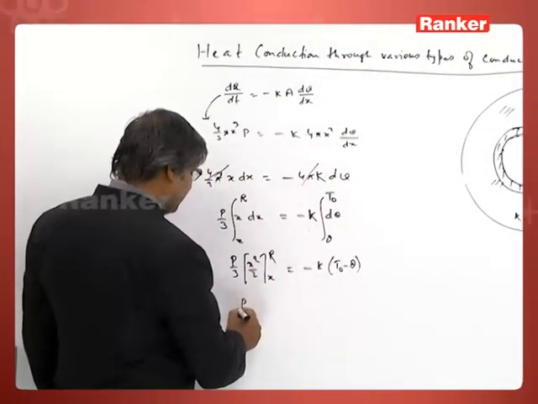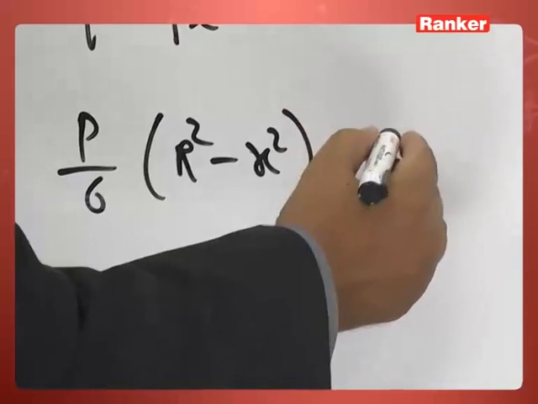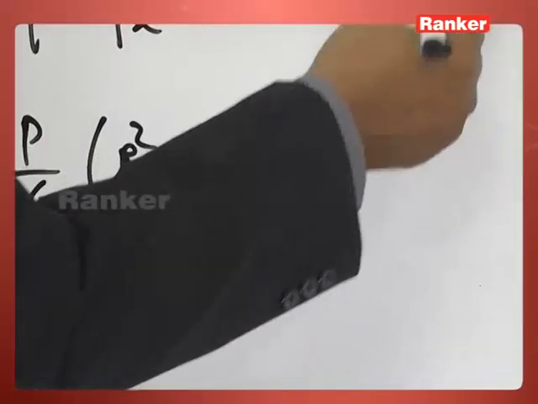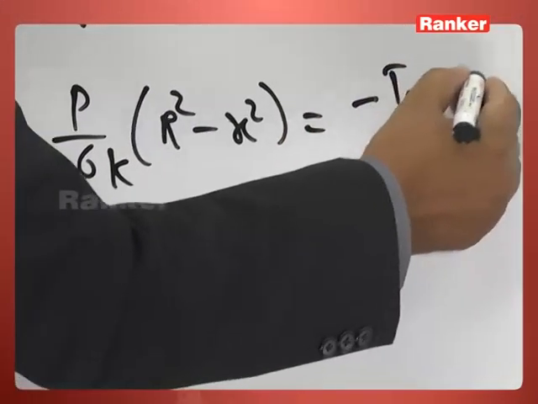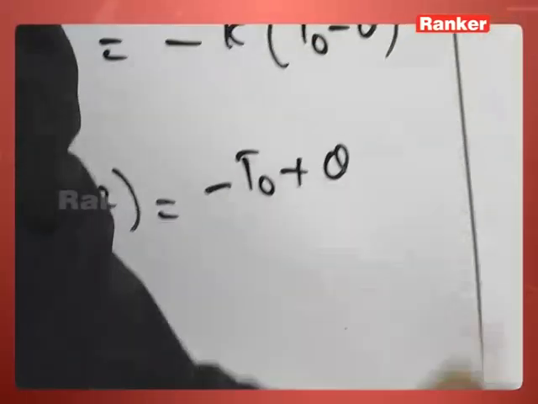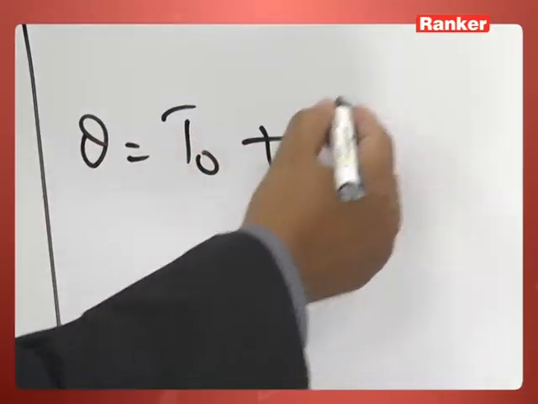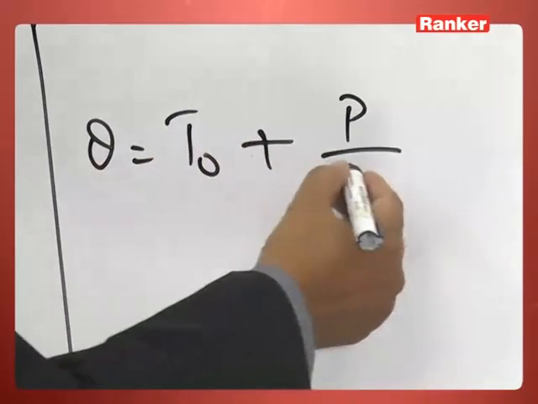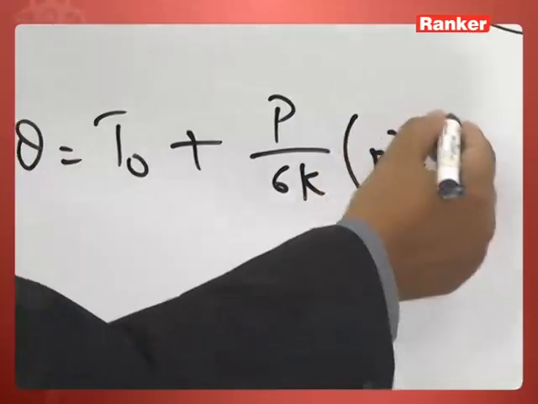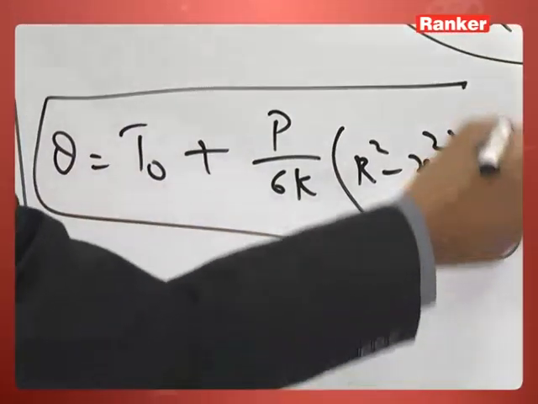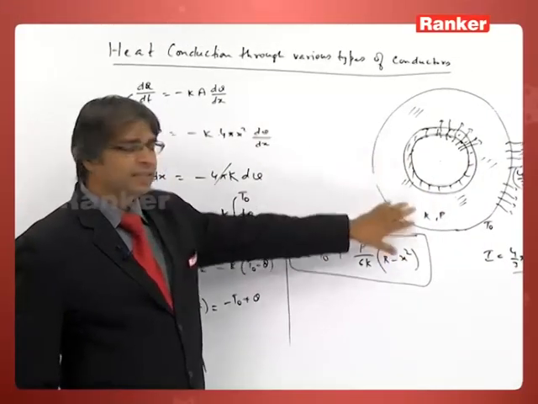So, p by 6 (r square minus x square) is equal to minus, we can bring k inside. So, k I will bring here: minus (T naught plus theta), k has been brought here. So, theta becomes T naught plus p by 6 k into (r square minus x square). This is theta. So, this is how the temperature will vary in the entire sphere.